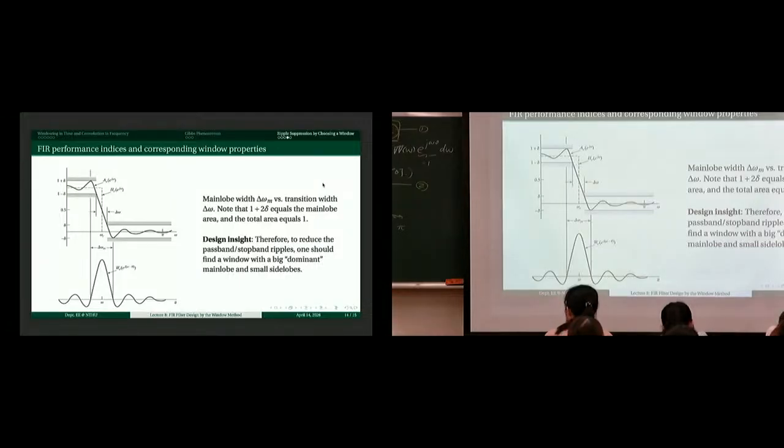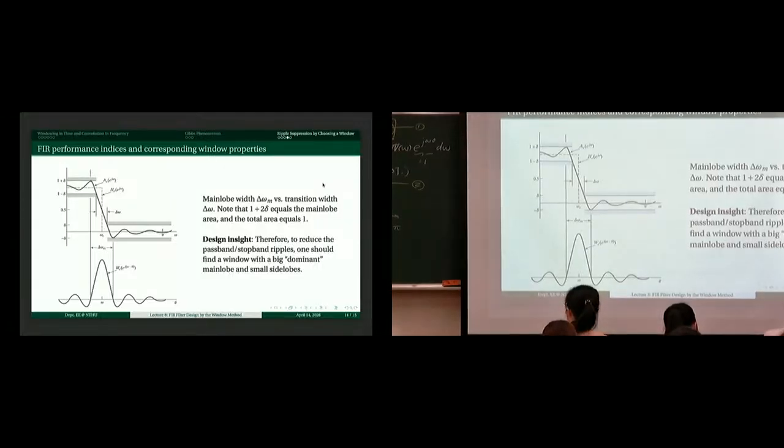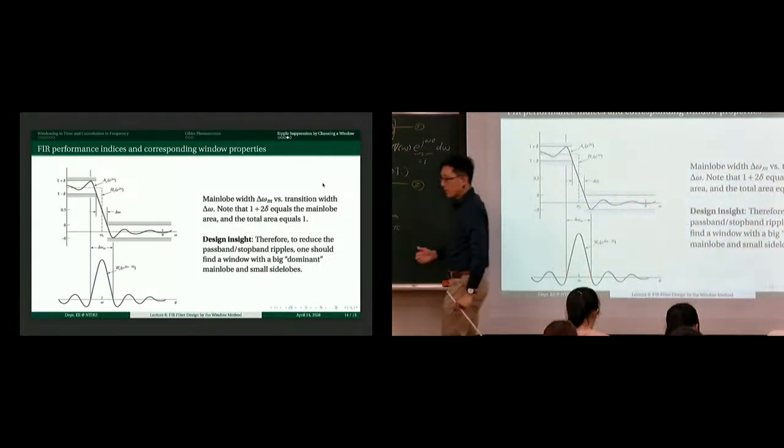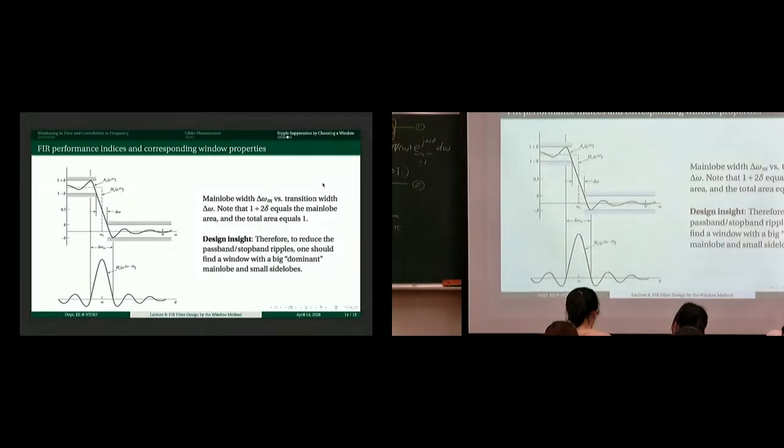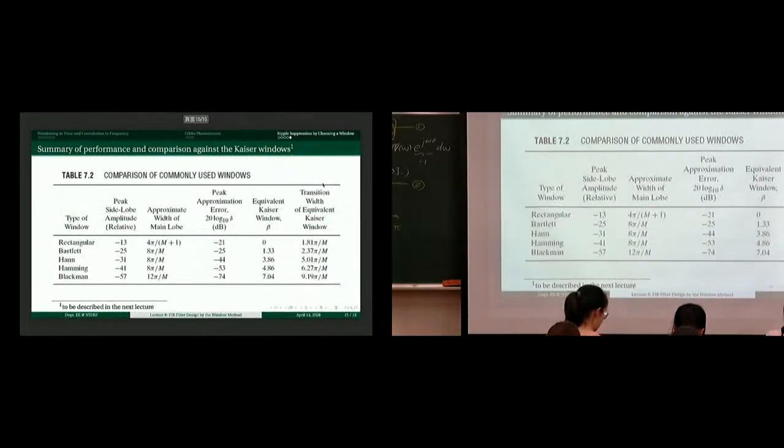Main lobe to be narrow, side lobe to be short. Those two goals turn out to conflict each other. They conflict each other in this way. So let's take a summary.